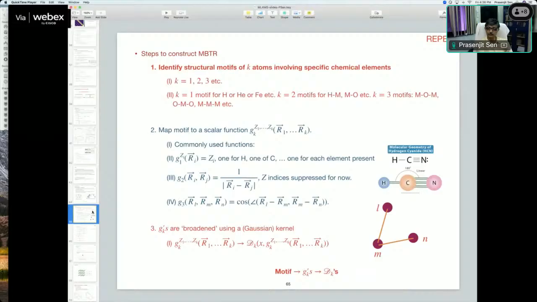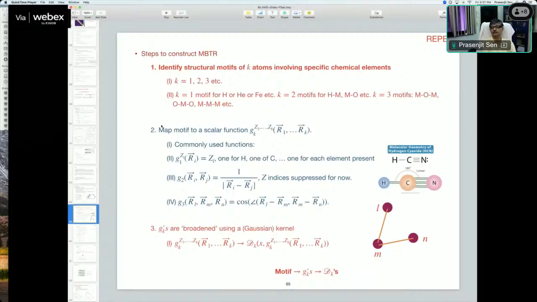You recall, the core idea was that we identify various structural motifs. We identify structural motifs of different sizes, of 1 atom, 2 atom, 3 atom motifs. And we also consider the chemical identity of the elements that are forming that motif. And then we encode that motif in some way.